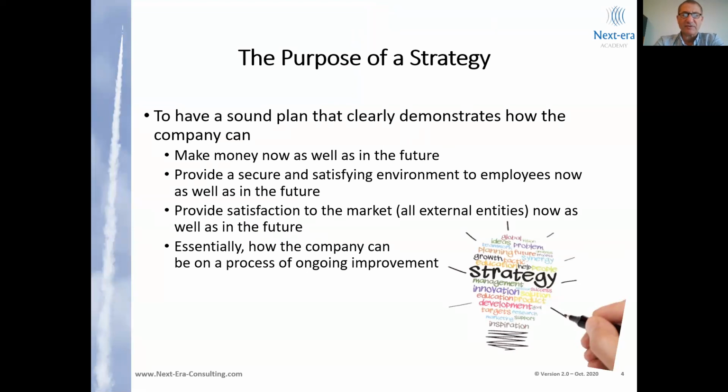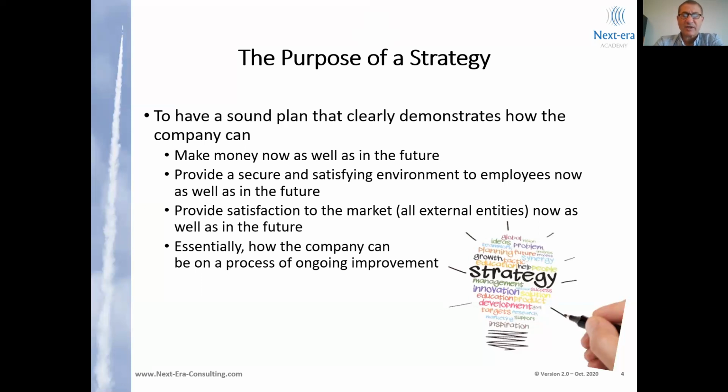We start with the purpose of strategy, as I find it oftentimes quite confusing when I work with companies and I see how they treat their strategy. The purpose of strategy is for the company to have a sound plan that can clearly demonstrate how the company can make money now as well as in the future, provide a secure and satisfying environment to employees now as well as in the future, and provide satisfaction to the market. Market meaning any external entity that is critical for the survival of the company now as well as in the future.